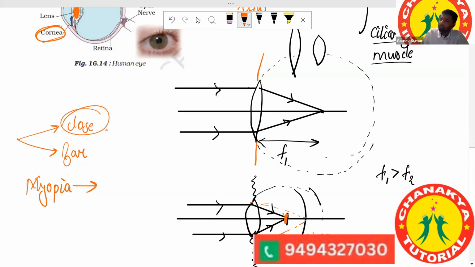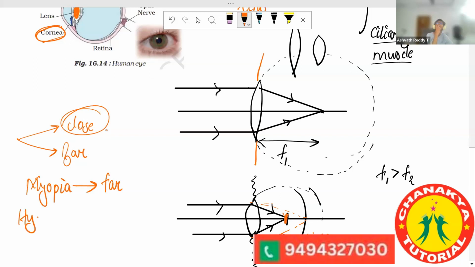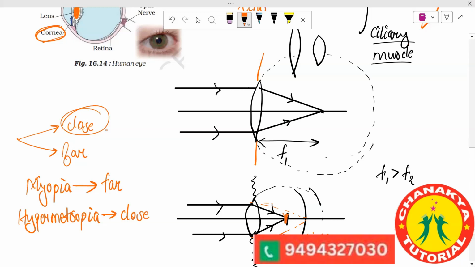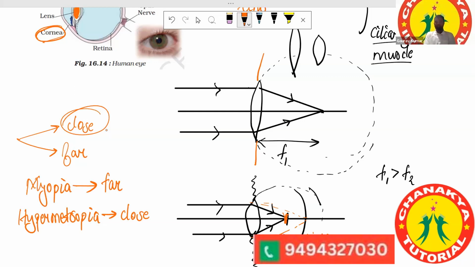Myopia is when someone cannot see far. Yes, sir. And hypermetropia is when someone cannot see the close one. Okay, fine. This is the defect of the eye. So these are defects of the eye.